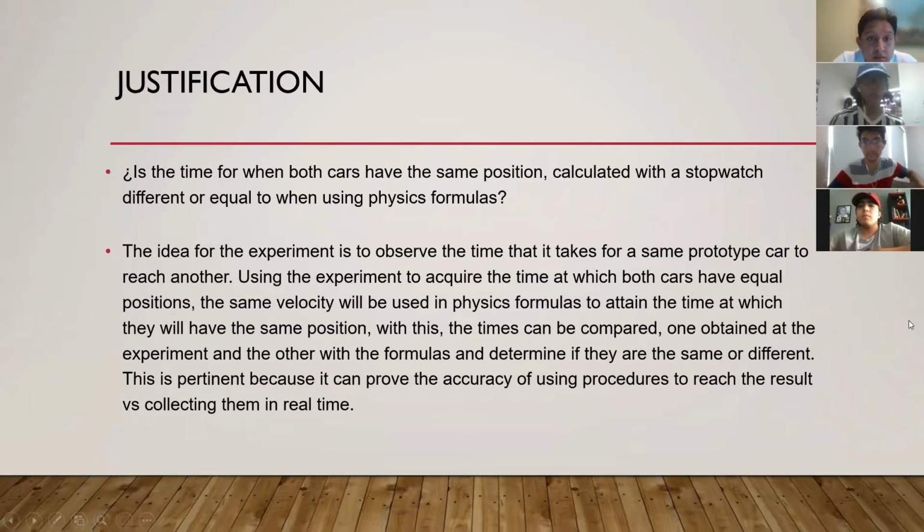Well, first, our research question was: is the time for when both cars have the same position, calculated with a stopwatch, different or equal to when using physics formulas? The idea for the experiment is to observe the time that it takes for one prototype car to reach another, using the experiment to acquire the time in which both cars have equal positions. The same will be done using physics formulas to obtain the time at which they will have the same position. With this, the times can be compared, one obtained in the experiment and the other with the formulas, and we can determine if they are the same or different. It is pertinent because it can prove the accuracy of using procedures to reach the result versus collecting it in real time.